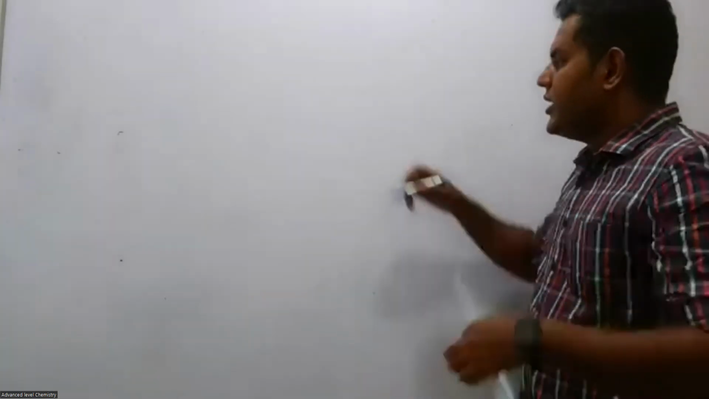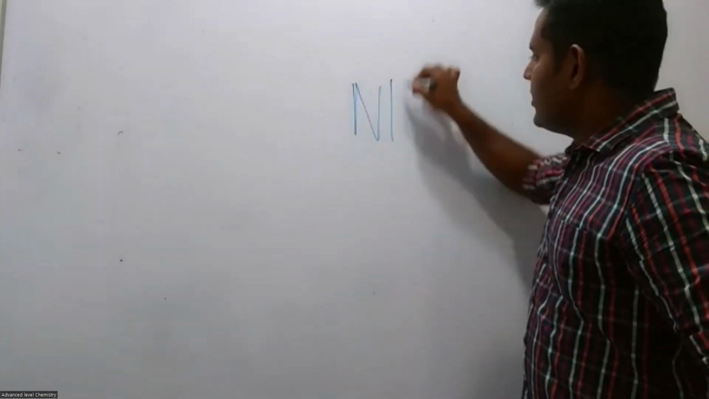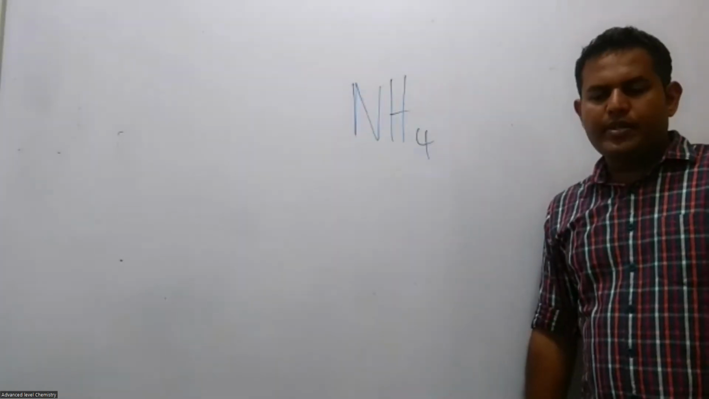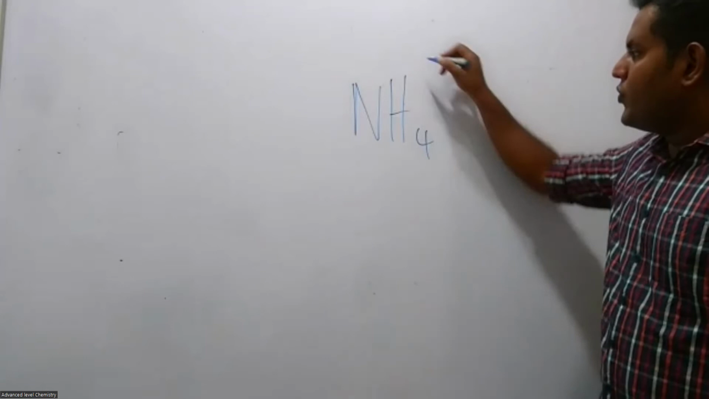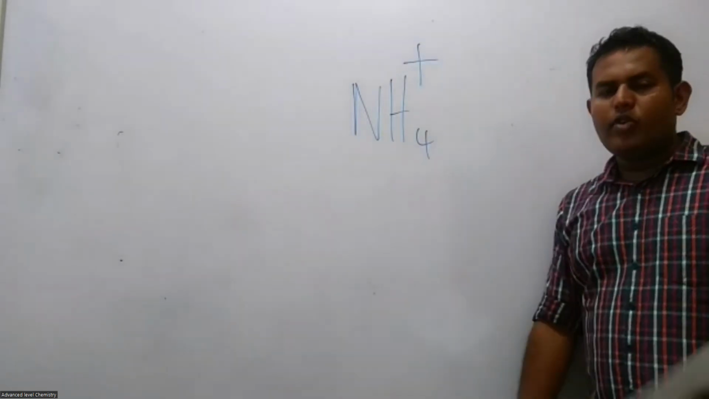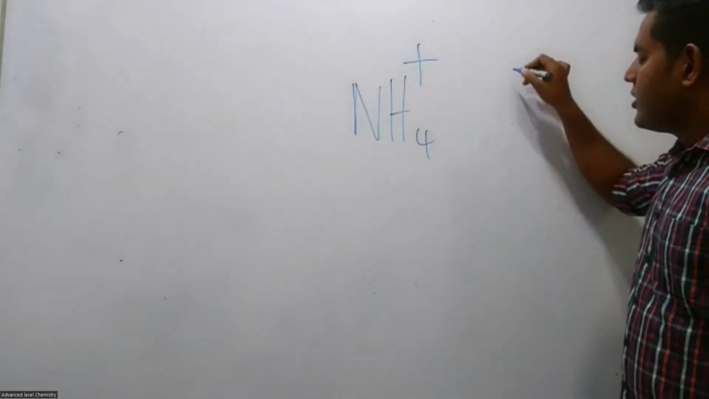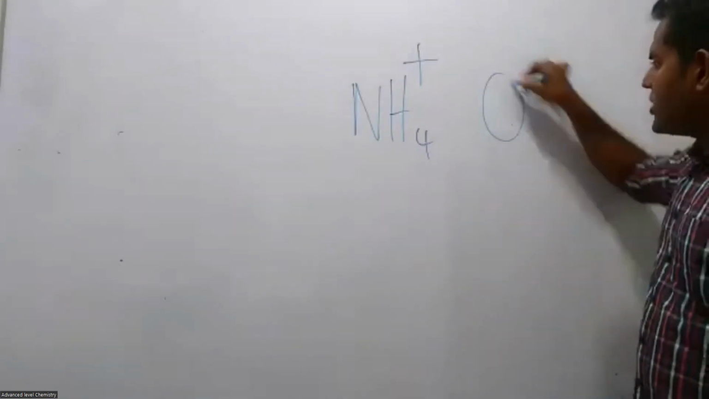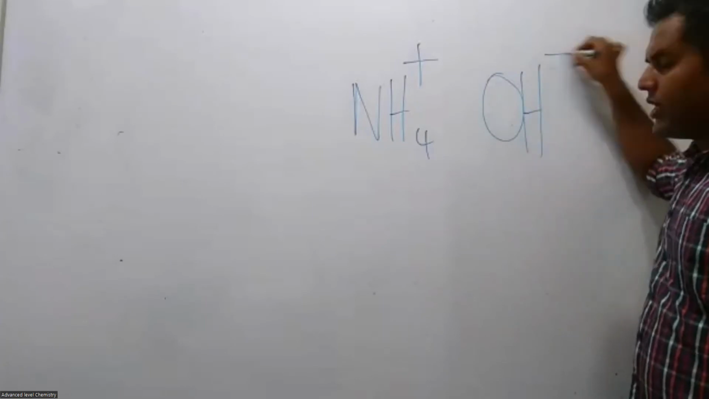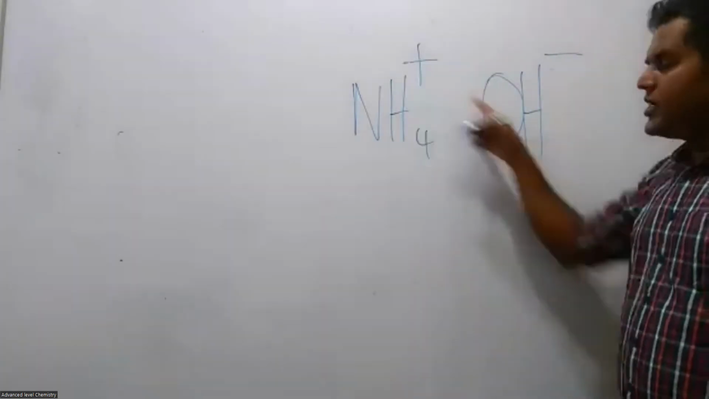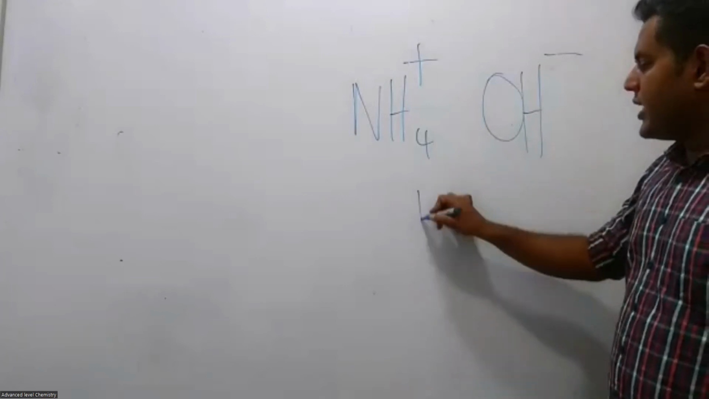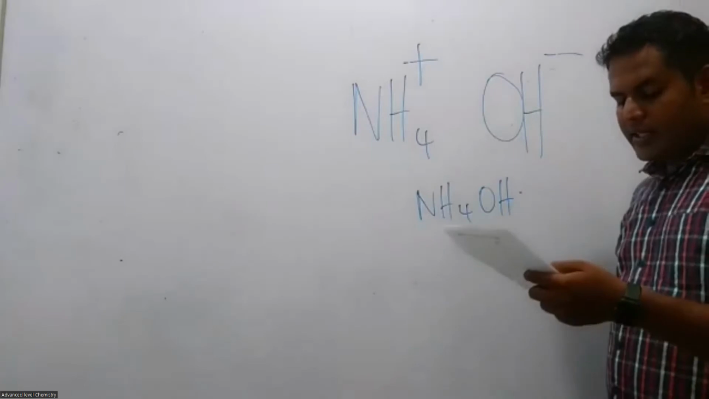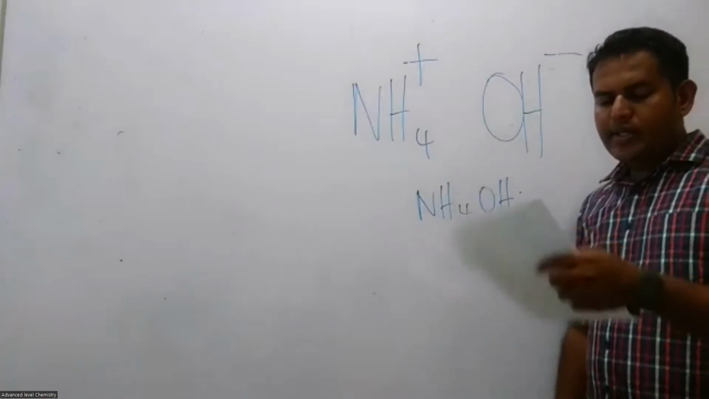Ammonium hydroxide. Ammonium means, I'm telling in A-level style, ammonia means NH3. Ammonium means NH4+, right? NH4+. Hydroxide. What is hydroxide? Anion. OH-. This is how to write. Valence is 1. Valence is 1. So they will cancel. This is ammonium hydroxide. Is it clear?